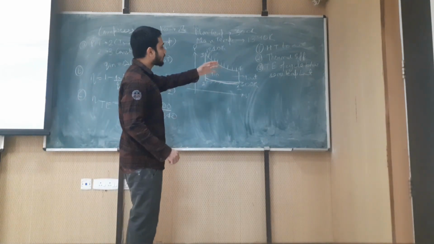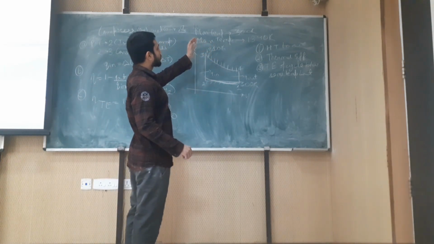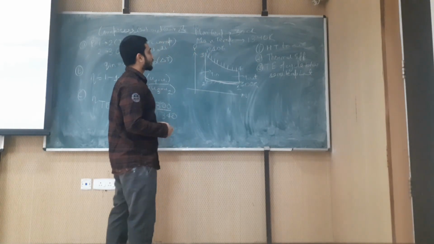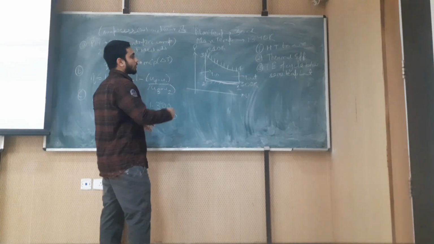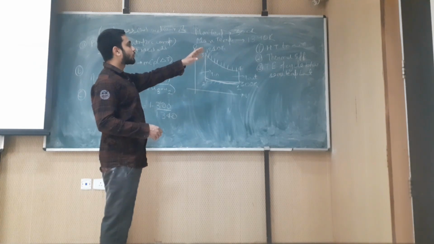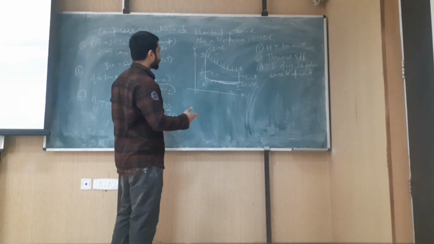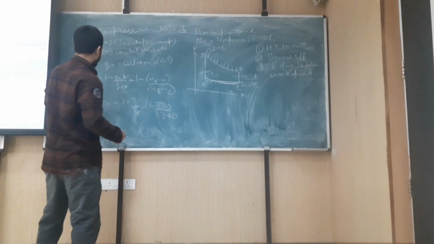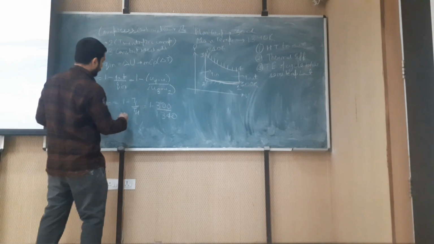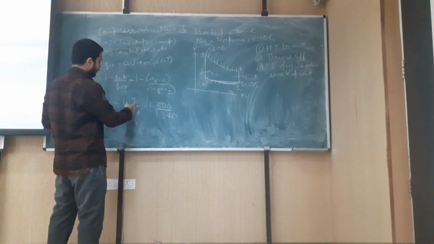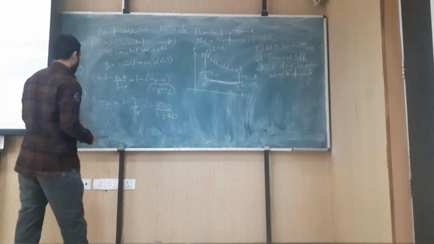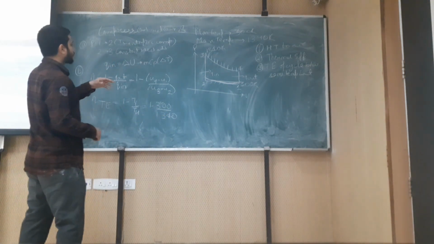Finding the thermal efficiency between these two temperatures, minimum and maximum, is very easy: 1 minus TL by TH, the Carnot cycle efficiency formula. And for the process, we will find the thermal efficiency and the heat transfer to the air. So the thermal efficiency between these two temperatures, without considering the process, is 1 minus TL by TH, or 1 minus 300 by 1340.